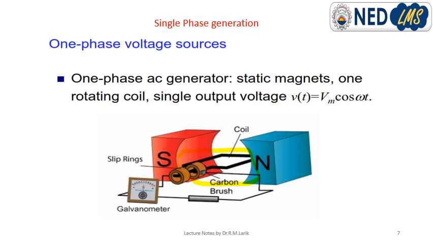As the coil starts to move, a certain angle is formed between the magnetic field and the conductor, and when that angle is formed, it produces an induced voltage inside the coil. That voltage is in terms of time, because it is sinusoidal; it is an instantaneous value. It is V maximum cosine of omega t.